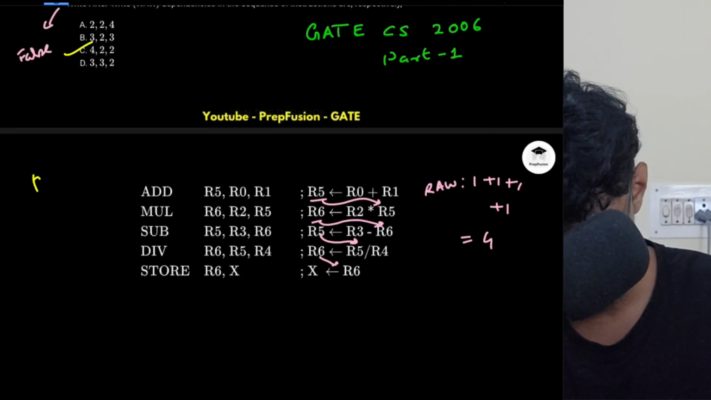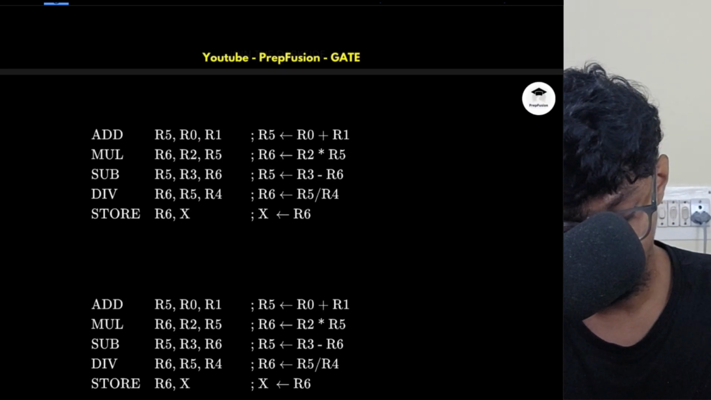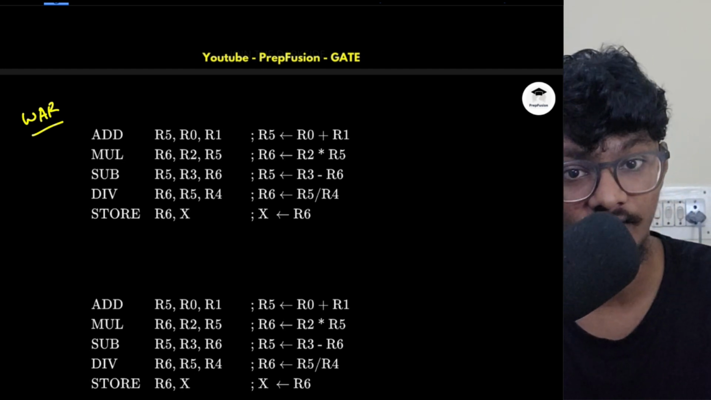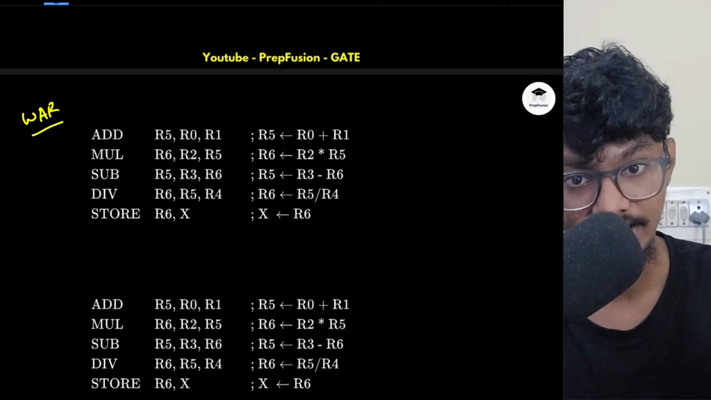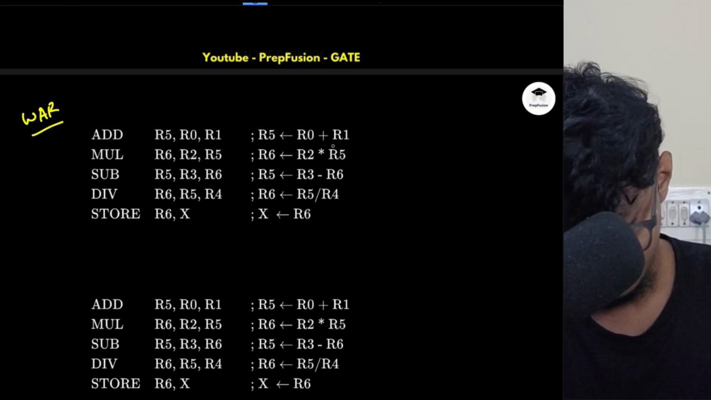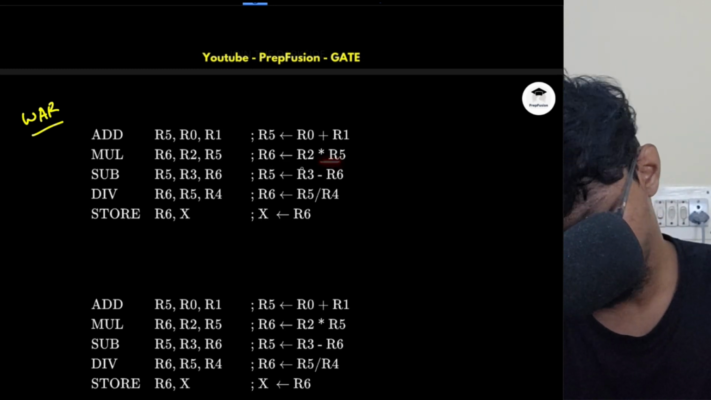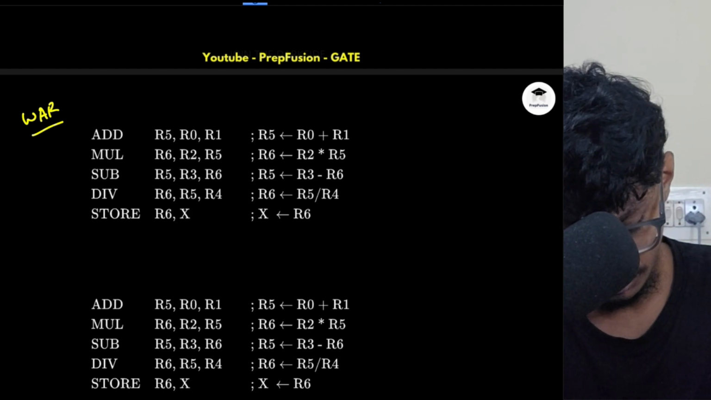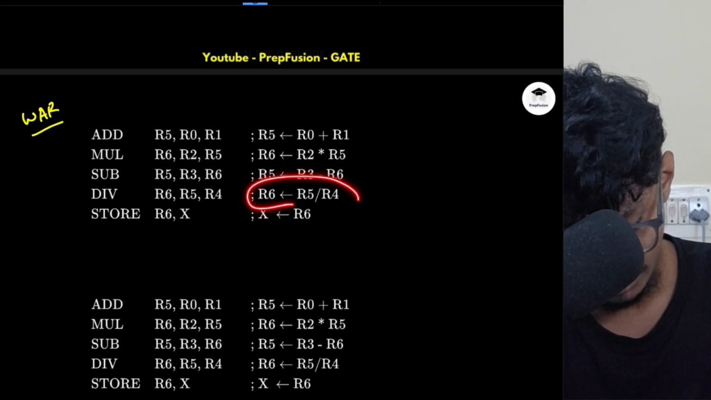So this one was for the RAW type dependency. Let's solve for the WAR dependency. Okay, so write after read. So what you have to search is where I am writing after reading. So here if I observe, this is fine, this R2 is here. Okay, write after read, right? So I'm searching for this. R4 is here. Okay, I'm writing after reading.